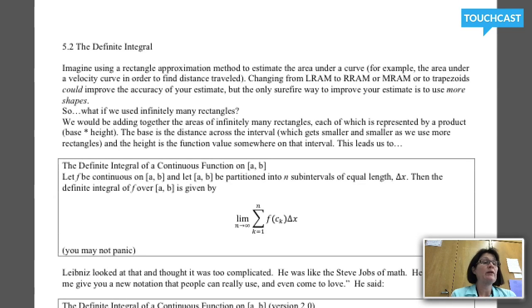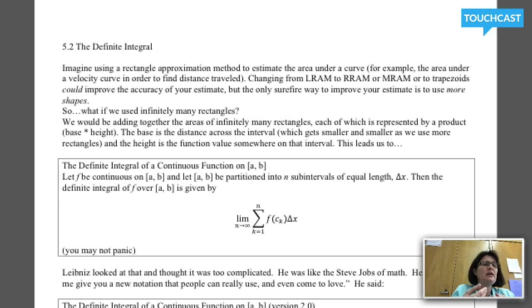So in 5.1, we got this important area under curves fact number 1, which is if you can find the area under a velocity curve between two input values, you can find the distance traveled between those two time values, those two input values. So that gives us the reason that we might care so much to find the area under a curve. Now we just want to get better at it.